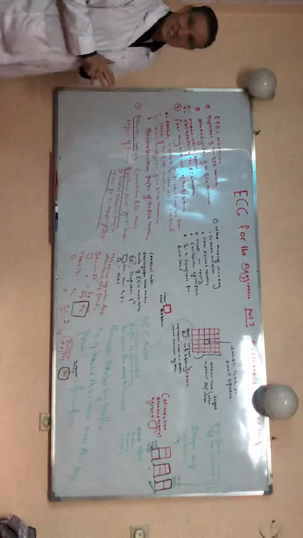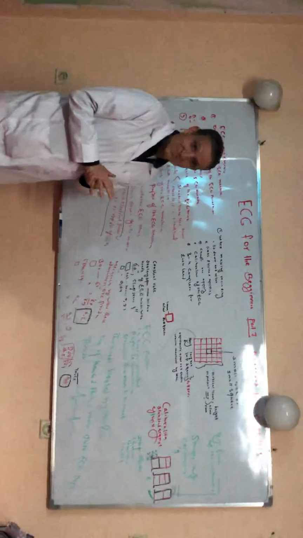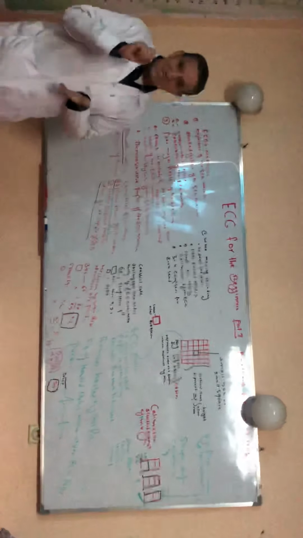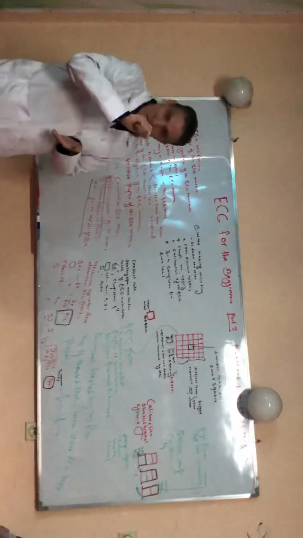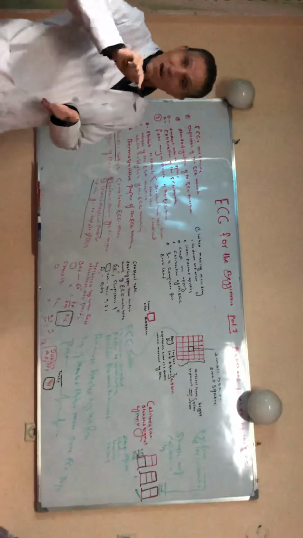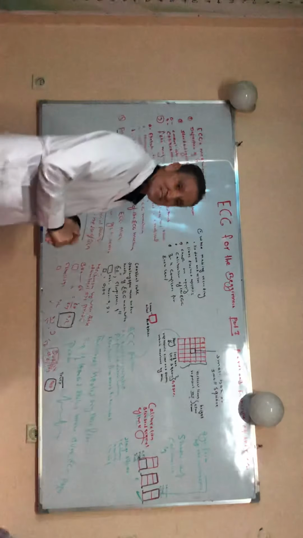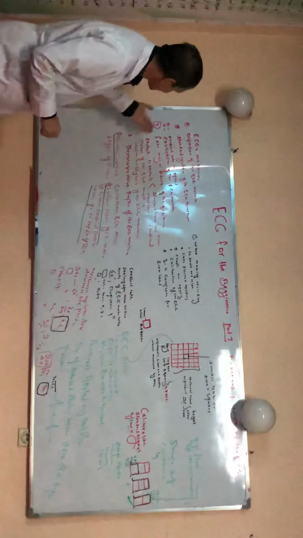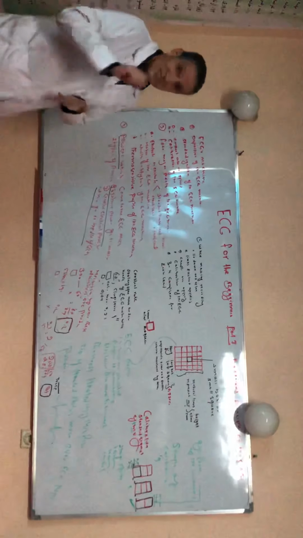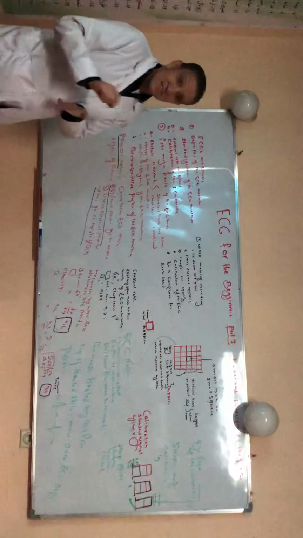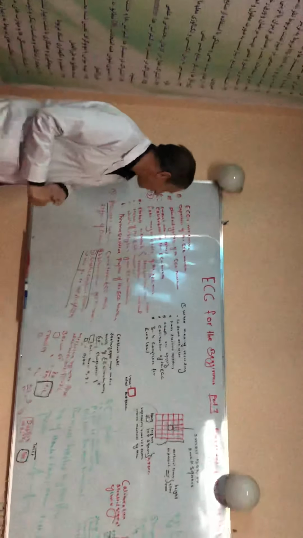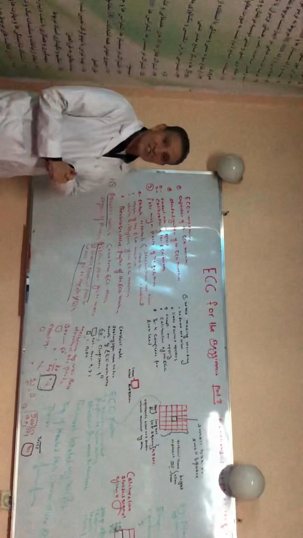So again we come to the ECG machine definition. The ECG machine is a standard electromedical instrument which records the electrical activity of the heart by drawing a trace over a moving paper. This moving paper is a standard graphic paper which is called ECG paper. The standardization of the ECG machine is characterized by two things. Number one is constant rate or constant speed.